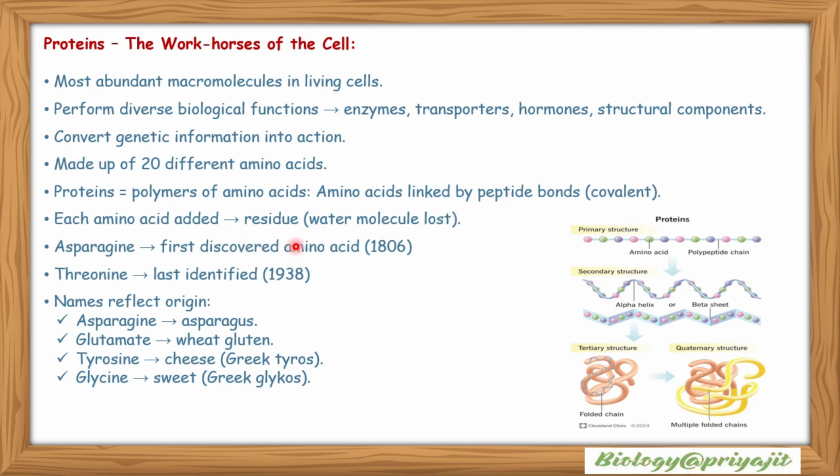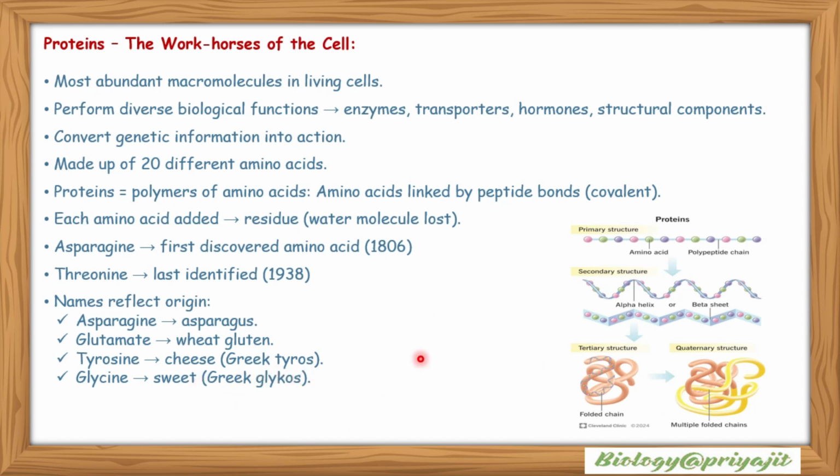Asparagine is the first discovered amino acid, in 1806, and threonine is the last identified amino acid, in 1938. Their names reflect their origin. Asparagine is derived from asparagus, glutamate is from wheat gluten, tyrosine is from cheese, that is Greek tyros, and glycine is derived from sweet, that is Greek glykos.